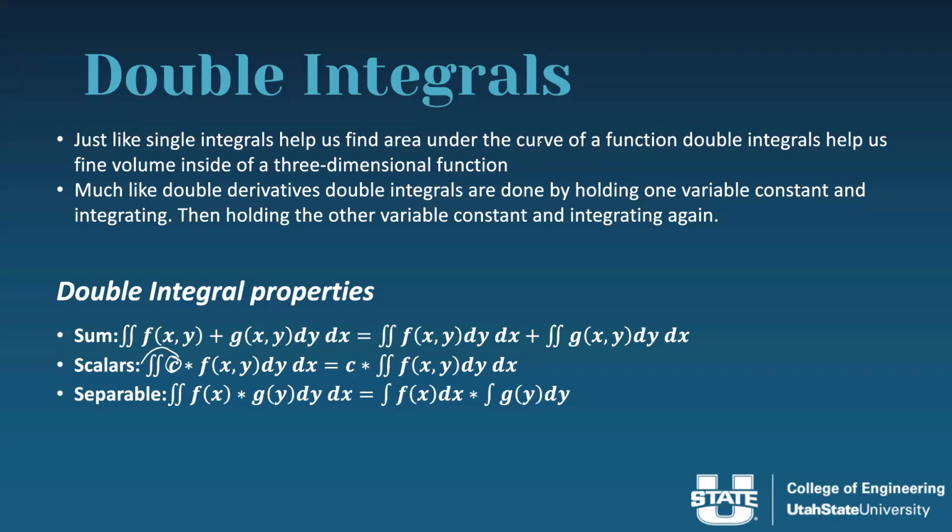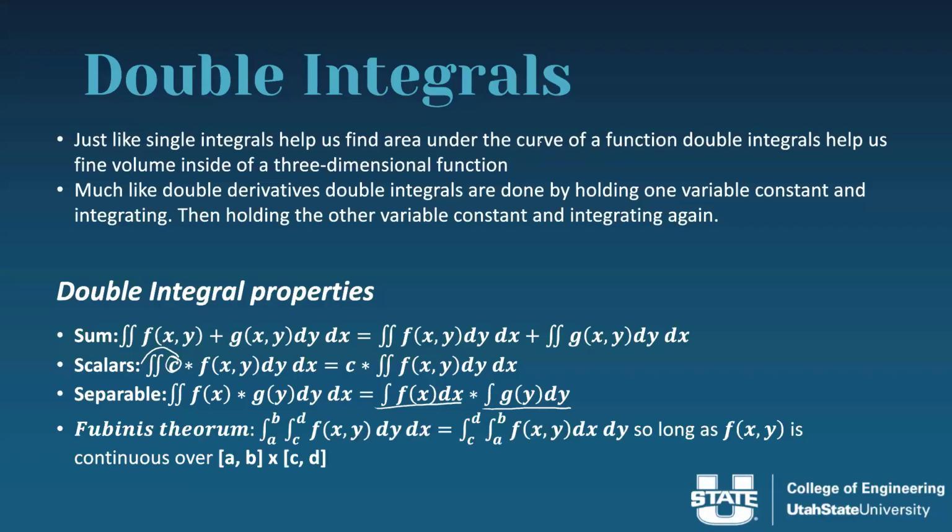If you have two separate functions that are multiplied together and the bounds are constant, you can split up the two functions in terms of x and y, integrate them both as single integrals, and multiply those together if the bounds are constant.